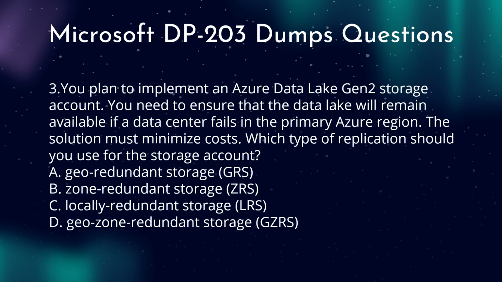3. You plan to implement an Azure Data Lake Gen2 storage account. You need to ensure that the data lake will remain available if a data center fails in the primary Azure region. The solution must minimize costs. Which type of replication should you use for the storage account? A. Geo-redundant storage, GRS. B. Zone-redundant storage, ZRS. C. Locally redundant storage, LRS. D. Geo-zone-redundant storage, GZRS.